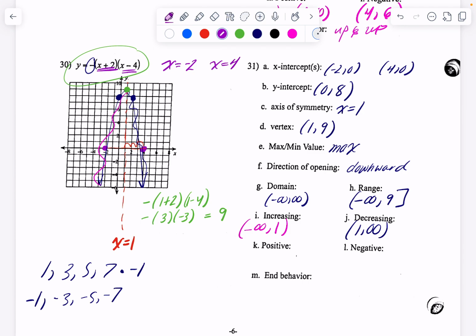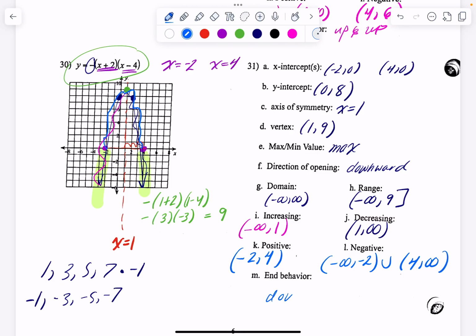Positive is above the x-axis here. So we're positive from negative 2 to 4. Then we're negative from here and here. So we're using x-intercepts here. So we're negative from negative infinity to negative 2. We're also negative from 4 to infinity. And our end behavior is down and down.